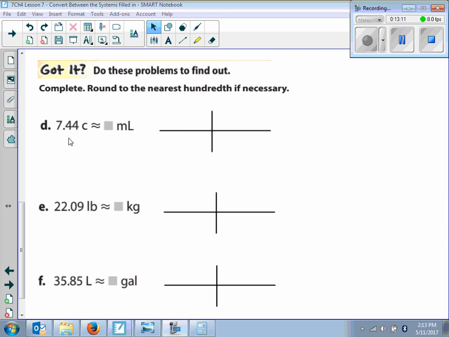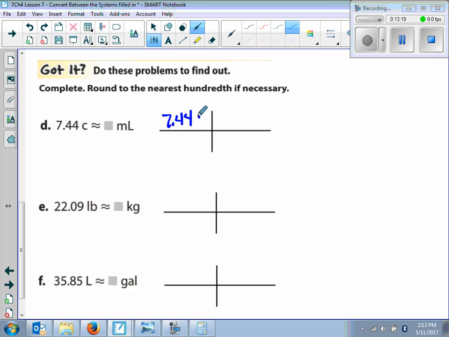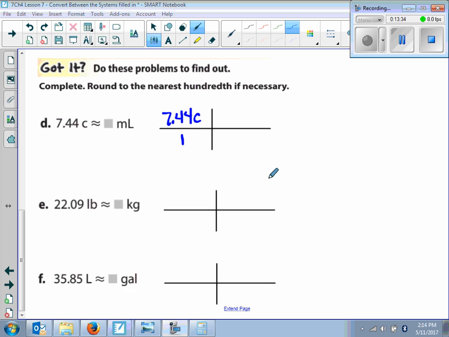All right, so we're going to put the 7.44 in the starting block. That's 7.44 cups, and we are converting to milliliters. Okay, so we need to, and you can put this over 1 if you want to also. So let me go to the conversion chart and look at what our conversion factor is.